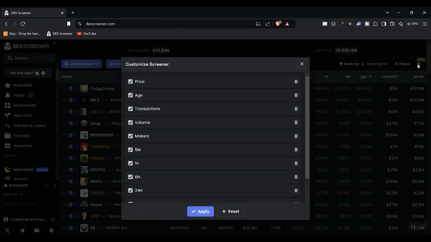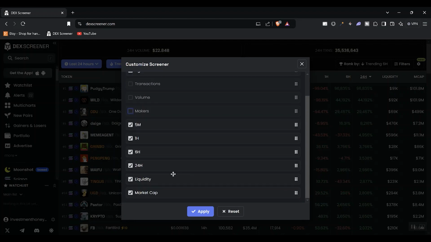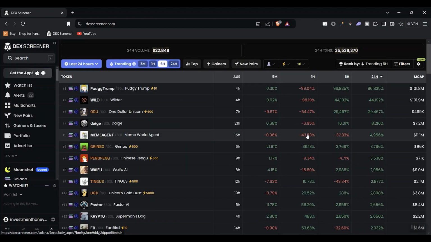Now, I'm going to go through the customization here. You guys know I don't really care about seeing some of this stuff: the price, transactions, maker, and volume. I care a lot about the 5-minute, 1 hour, 6 hour, and 24 hour. And I don't really care about the liquidity, because we always keep 1,000 in liquidity as far as the filters are concerned. So we're going to apply that. It changes our screen a little bit.